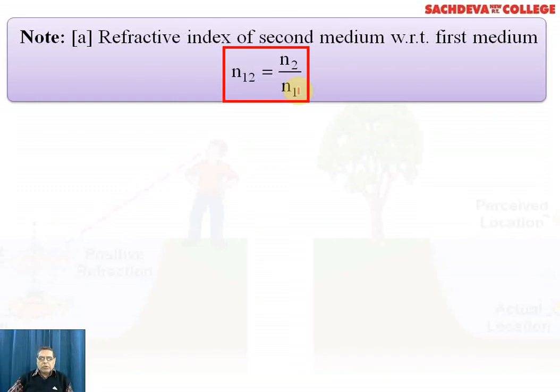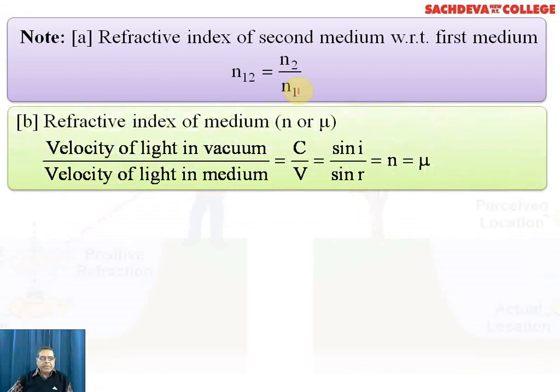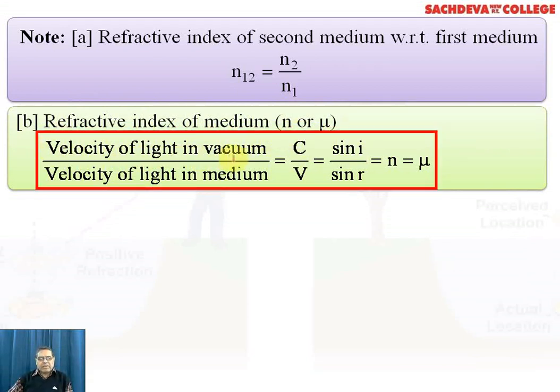It is equal to the ratio of N2 and N1, where N2 is the refractive index of the second medium and N1 is the refractive index of the first medium. So the refractive index of the medium, that is N or mu, is all the same thing. So we find that the velocity of light in vacuum divided by the velocity of light in medium, that is C over V, is sine I over sine R, and that is equal to N.